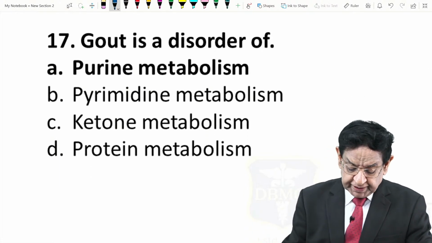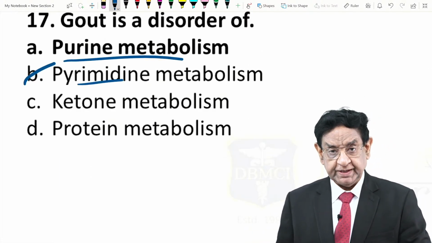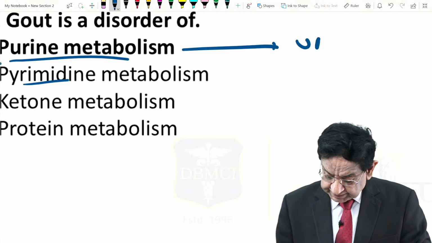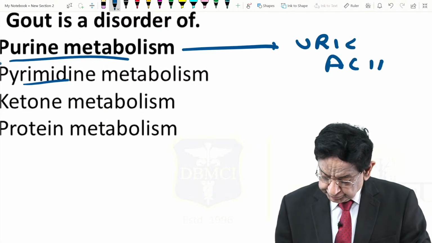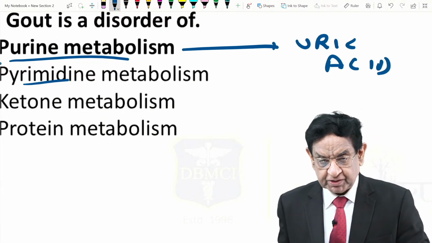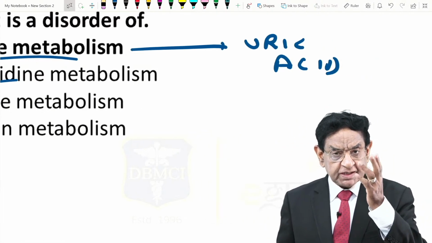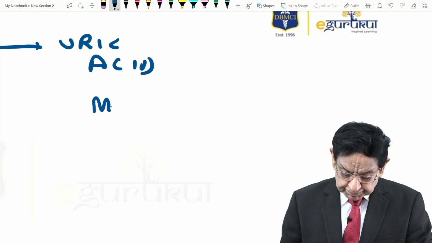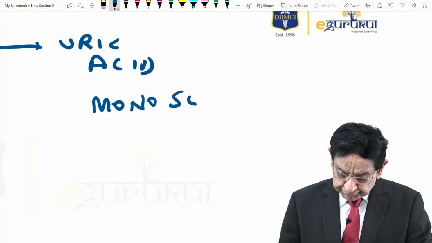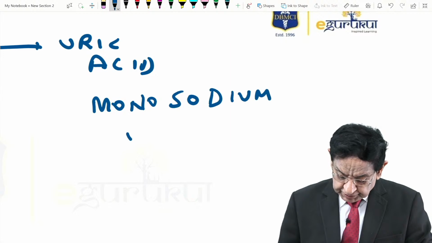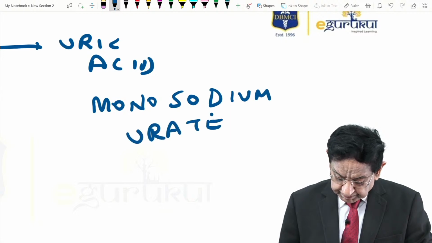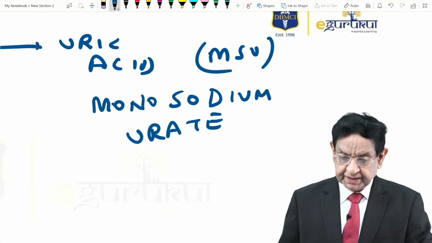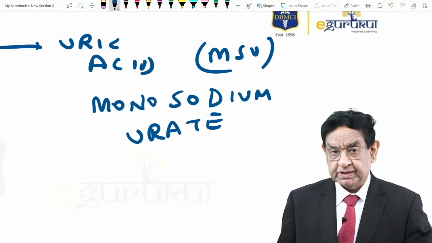Gout is a disorder of purine metabolism. And purine metabolism gives rise to uric acid. Simple question from biochemistry, but the question is, is it due to deposition of uric acid? No. Gout occurs due to monosodium urate crystals, what we write as MSU. It's this one which leads to gout.